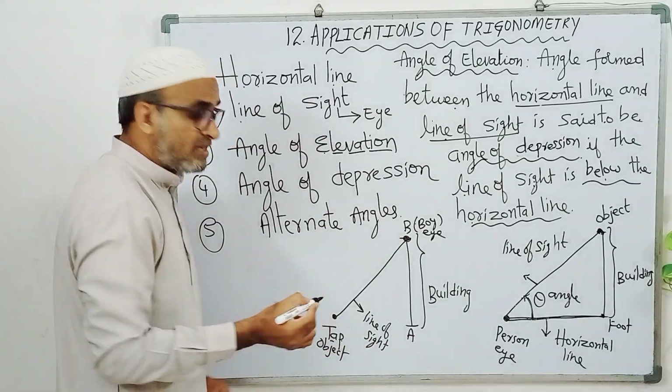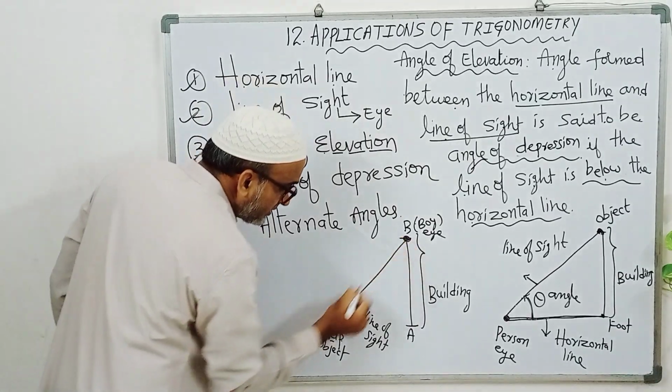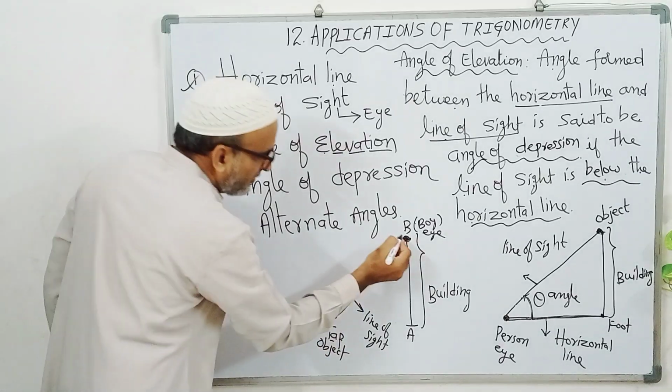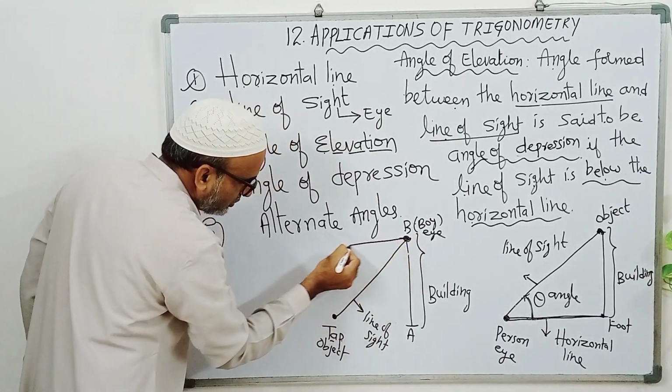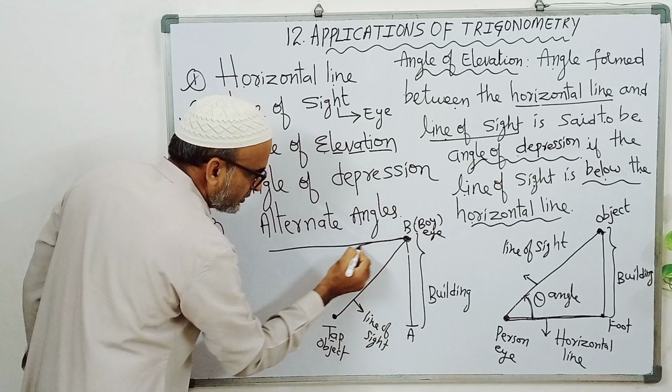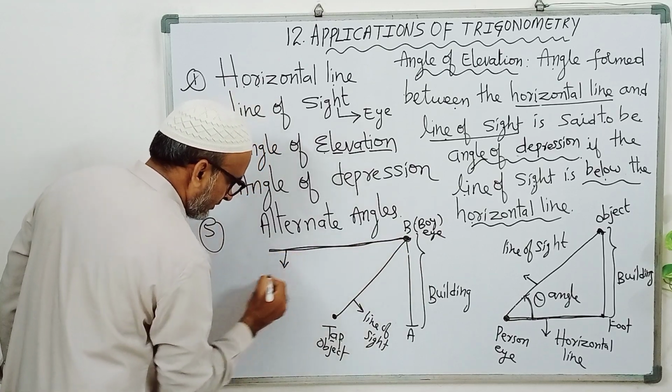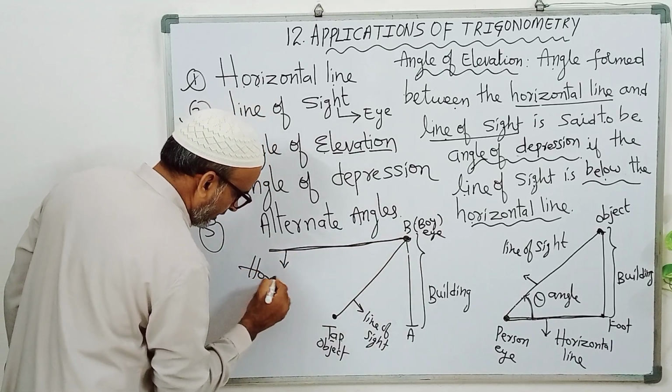Now from the top he is seeing to this bottom. So what should we do? One horizontal line we should draw. This is one horizontal line on the top.